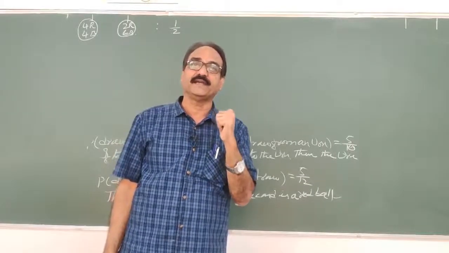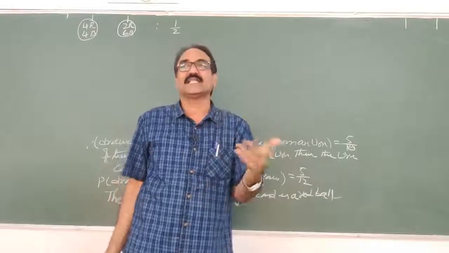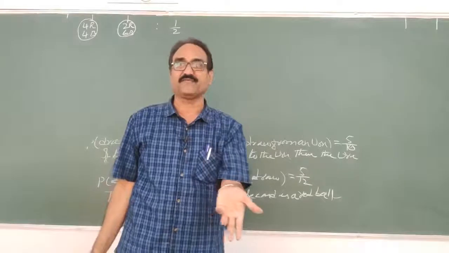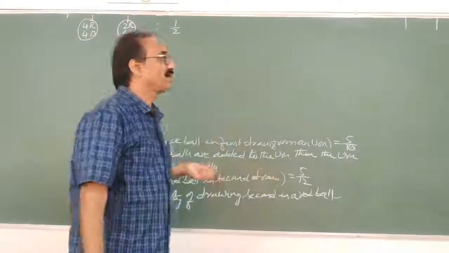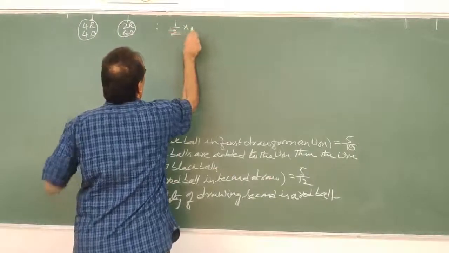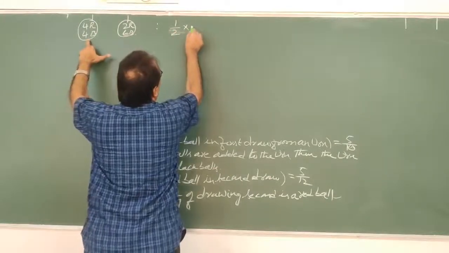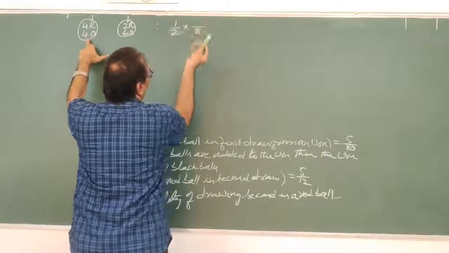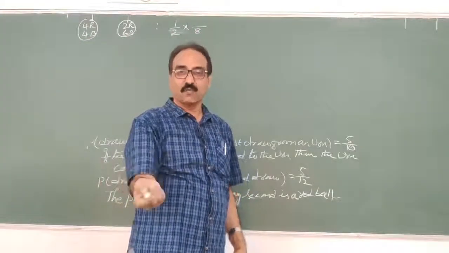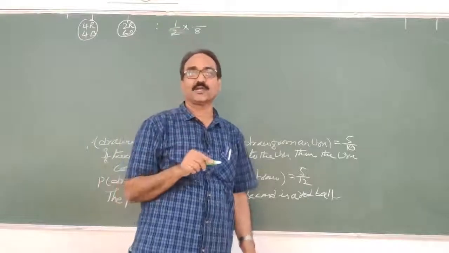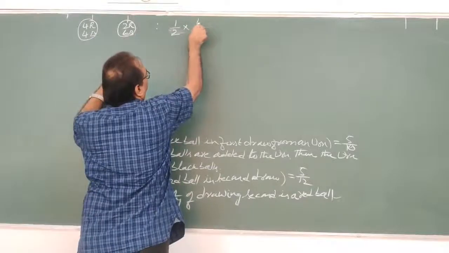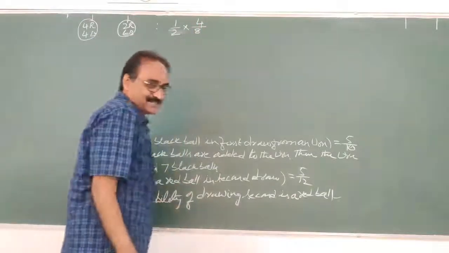Then what did I do? Simultaneously, I took a ball from the first bag. What is a ball from the first bag? How many balls are there in the first bag? In the first bag there are 8 balls. Out of 8 I should take 1, that is 8C1 ways. Then what do you want? That ball to be red. How many red balls are there? 4. Out of 4 I should take 1. It is 4 by 8.